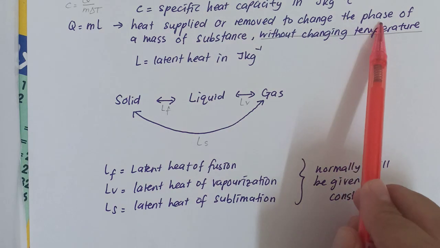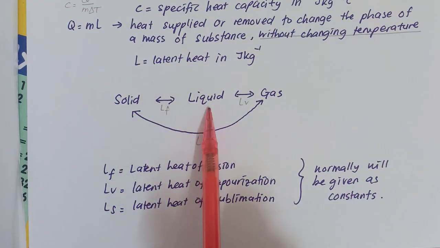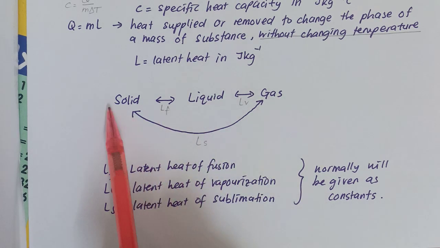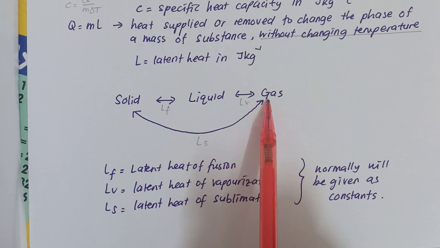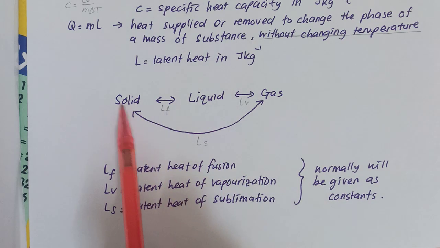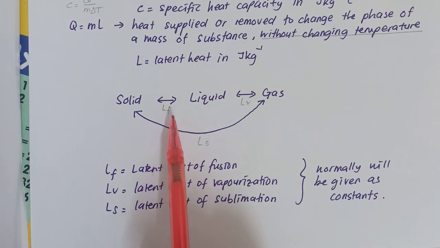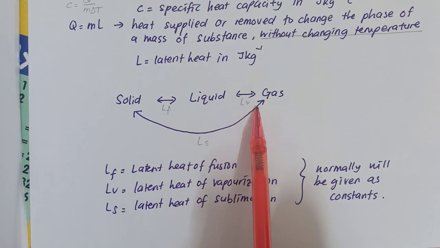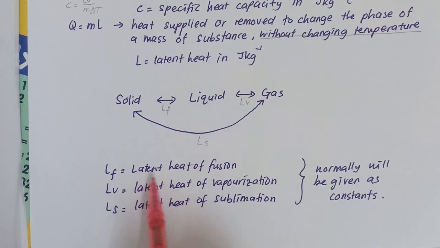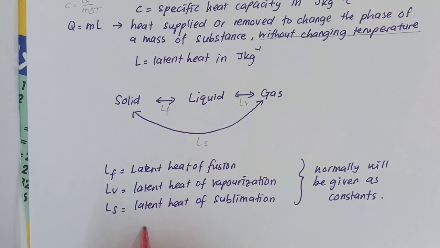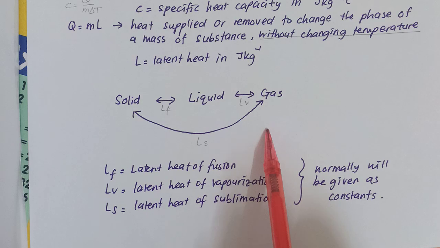Okay, so the phase changes are from solid to liquid, or liquid to solid, from liquid to gas, or gas to liquid, or you can also have some substances that change from solid to gas and gas to solid. Okay, so there are three types of latent heat: we have LF, LV, and LS. LF is the latent heat of fusion, LV is the latent heat of vaporization, and LS is the latent heat of sublimation. These will normally be given as constants, so you just need to know what type of phase change you are dealing with.